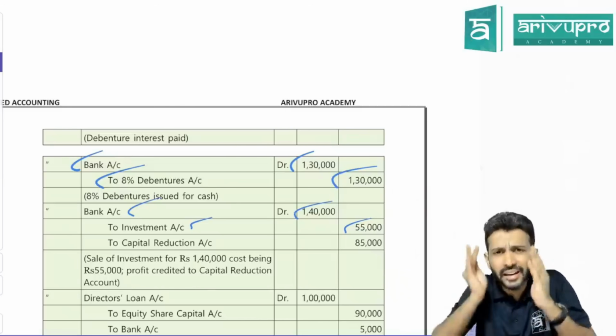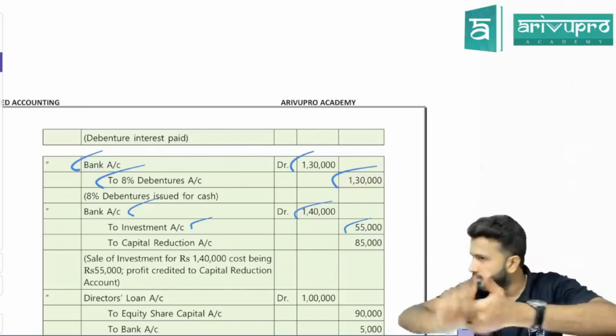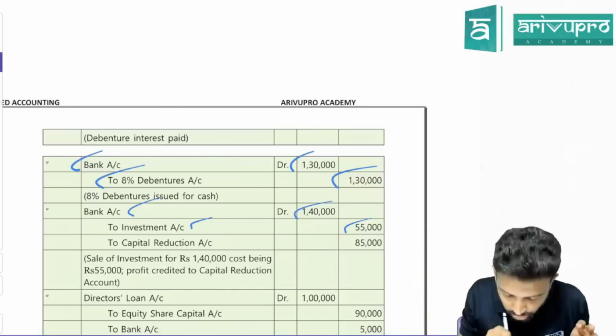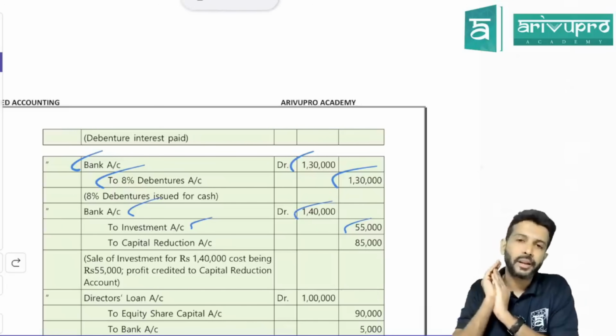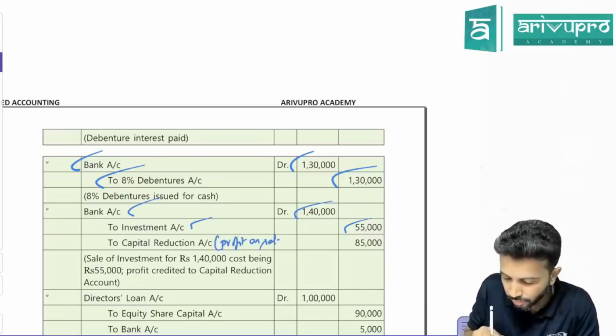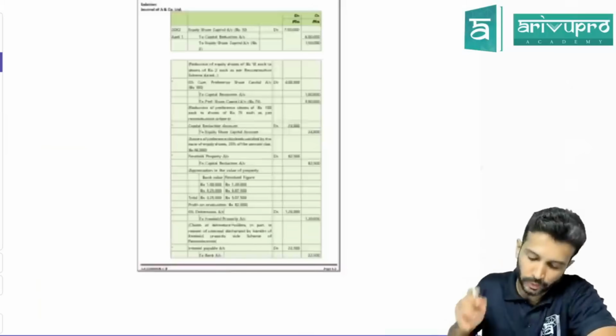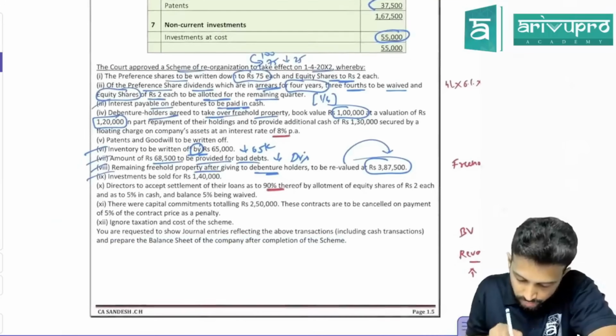Sir, in this chapter, are you keeping P&L or cancelling? Every expense, every income, everything will be routed through the reconstruction or capital reduction account itself. Even your profit on sale will be transferred to the reconstruction account itself. Yes, super. Next, what is next?